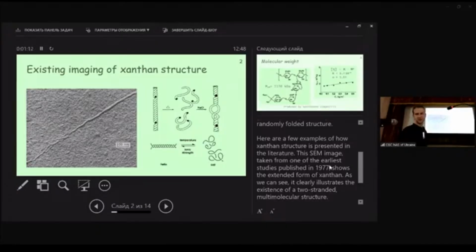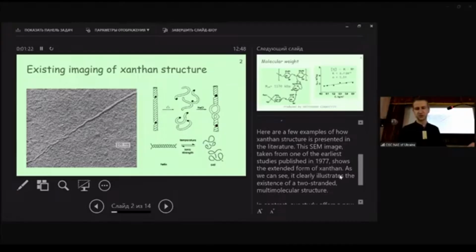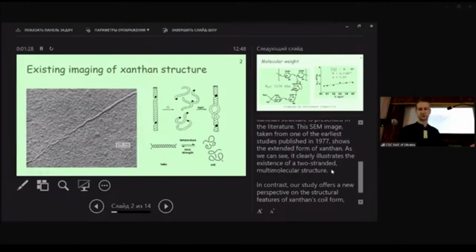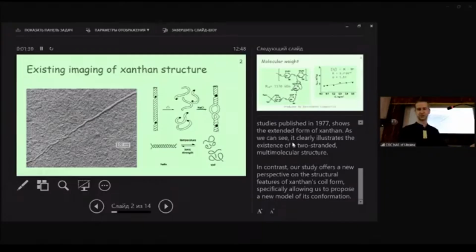This same image taken from one of the early studies published in 1977 shows the extended form of xanthan. As we can see, it clearly illustrates the existence of two-stranded multimolecular structure. In contrast, our study offers a new perspective on the structural features of xanthan's coil form, especially allowing us to propose a new model of its conformation.